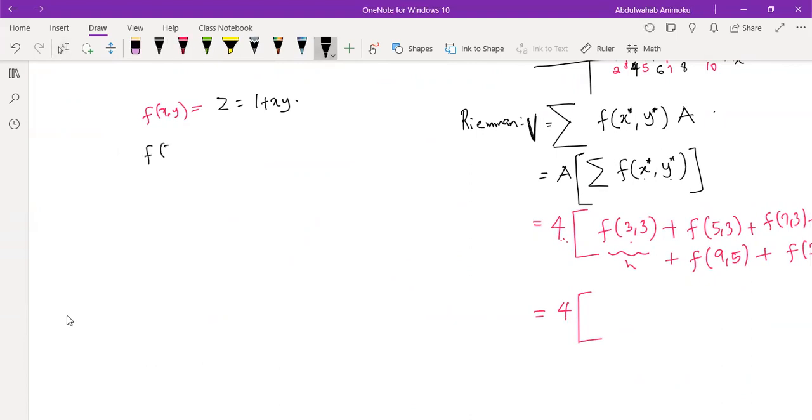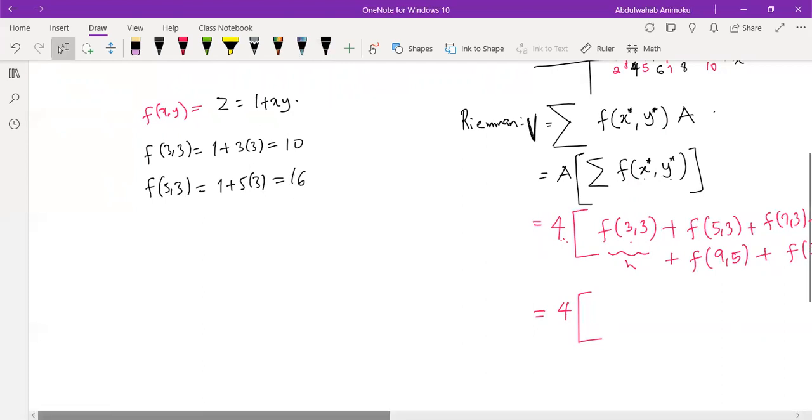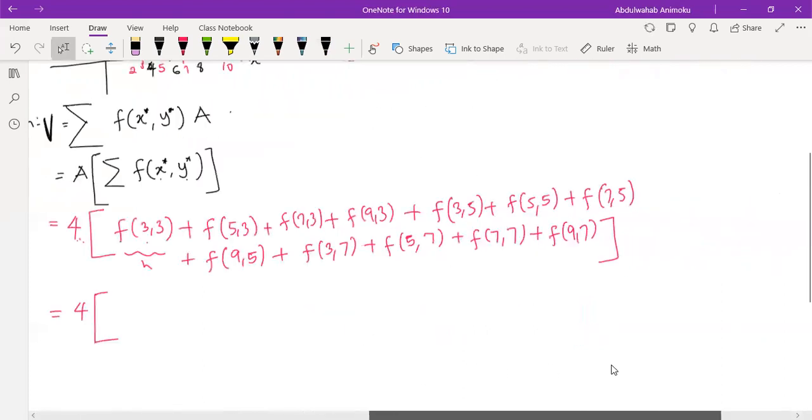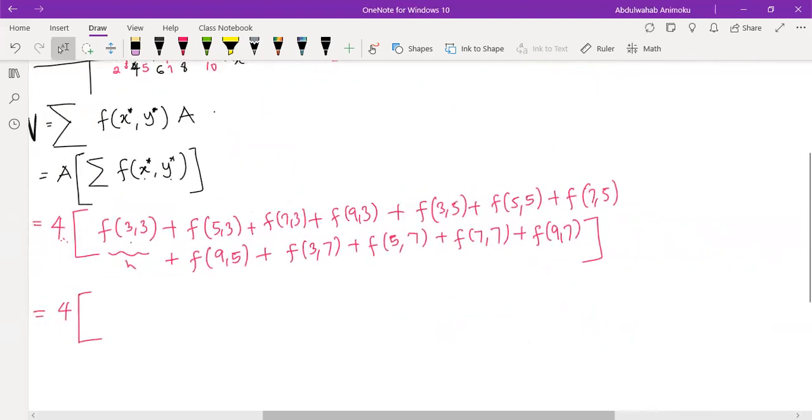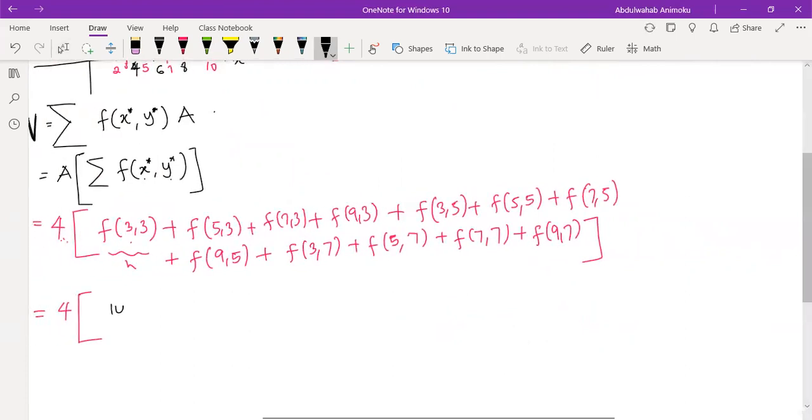Now, f(3,3) would be given as what? 1 plus 3 times 3, which is 10. So f(5,3), for example, will be 1 plus 5 times 3, which is 16. That is how we are going to determine all of these. I just give you an example. So the first one would be 10, the second one would be 16, the third one would be 7 times 3, 21 plus 1, that's 22. The next one will be 27 plus 1, that's 28.